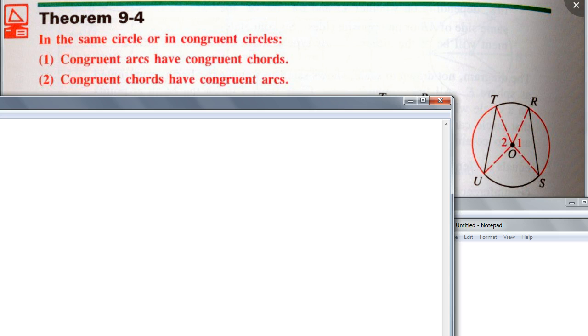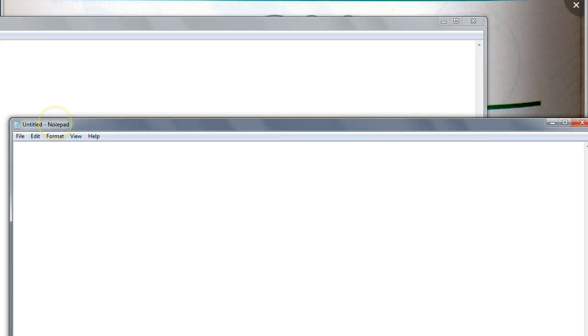Okay. So let's move on to the next thing we're going to talk about here. Do you remember midpoint of a segment? What's a midpoint of a segment? How do we define midpoint of a segment? Anybody remember? Yes, over here.